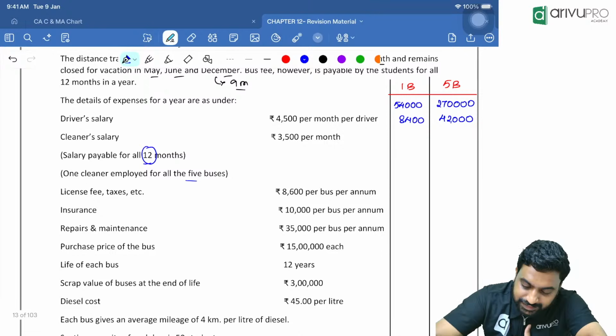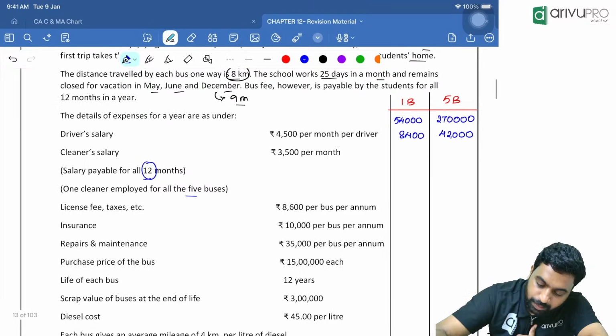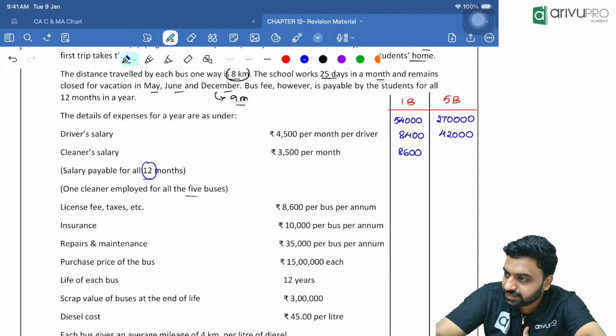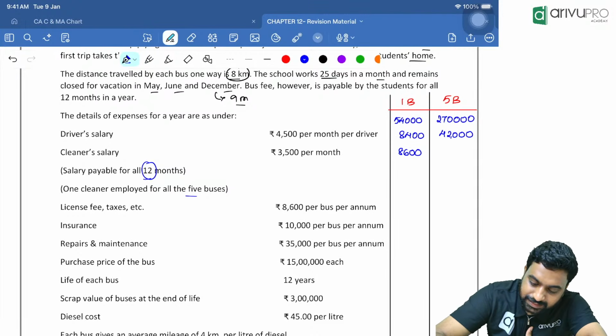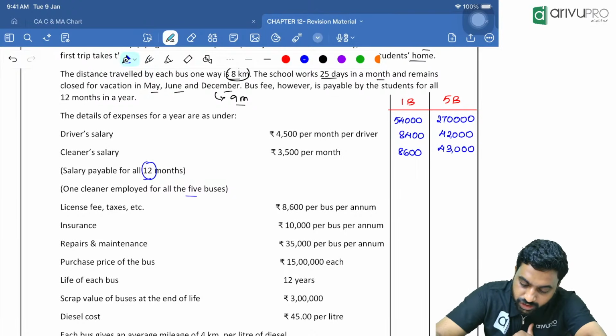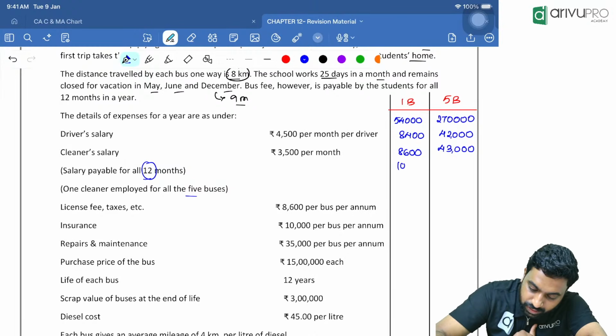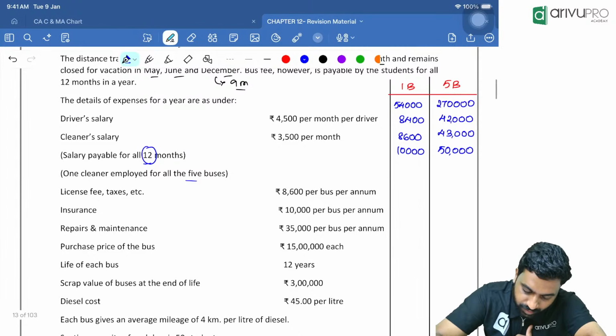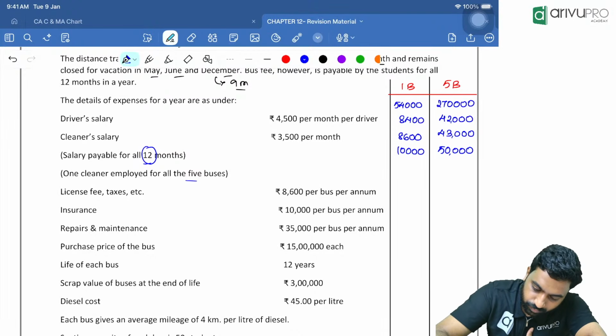License fees, taxes, etc. 8,600 per bus per annum. So 8,600 per bus per annum. For 5 buses, it will be 43,000. Insurance 10,000 per bus per annum. So 10,000 per bus, for 5 buses it is 50,000. Got it? Repairs and maintenance 35,000 per bus per annum.